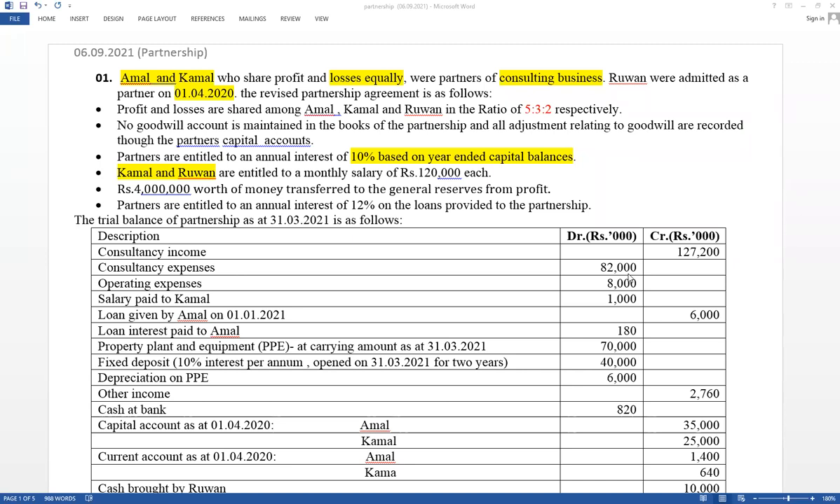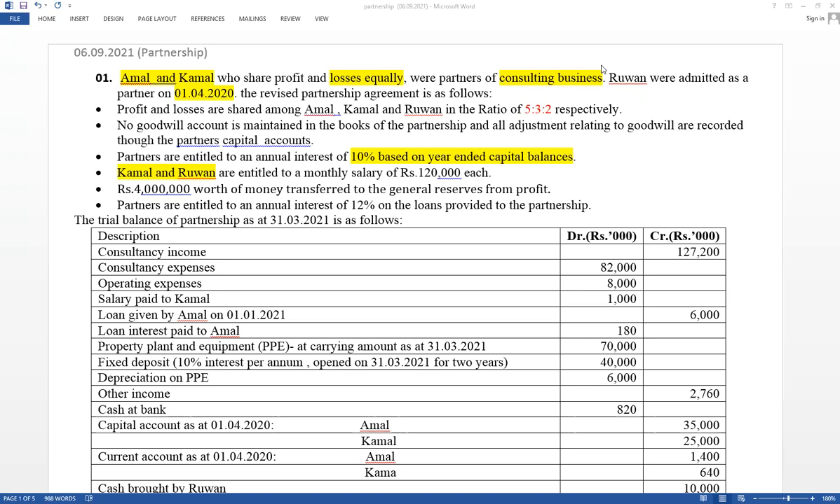Therefore, if it is a service business, sales and cost of sales are not available. Very important: this is the service business. Consultancy income and consultancy expense are available. Then operating expenses are given. Operating expense means administration, distribution, other. Those are the operating expenses.